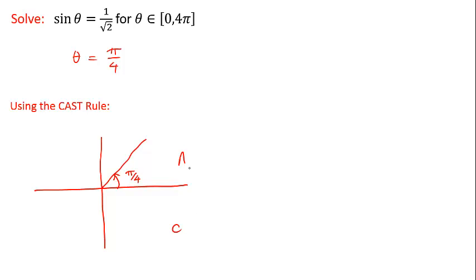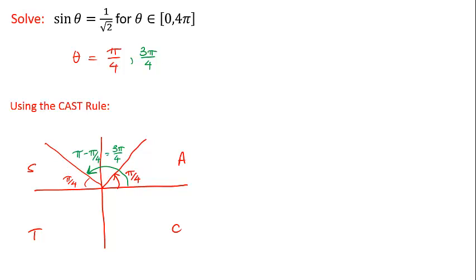And I'm going to write in my CAST. Because I'm looking for where sine of theta is a positive value, I know that sine is positive in this quadrant over here. So I'm going to draw my angle in. So this would also be pi over 4. So that means that the second solution that I'm looking for is this whole angle here, which is just going to be pi minus pi over 4, or 3 pi over 4. So that gives me my second solution.